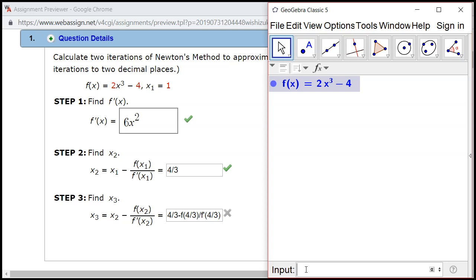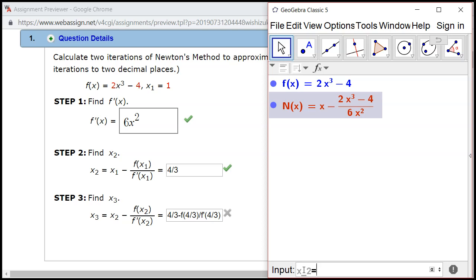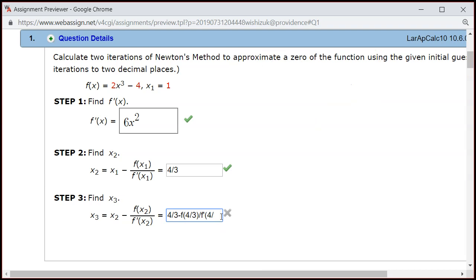Then we're going to define n of x equal to x minus f of x divided by f prime of x. Alright, so we have that. We already found x2, which came out to be 4/3, so we have that. Now all we have to do is x3 is n of x2. So it comes out to be that. Alright, so let's type that in.